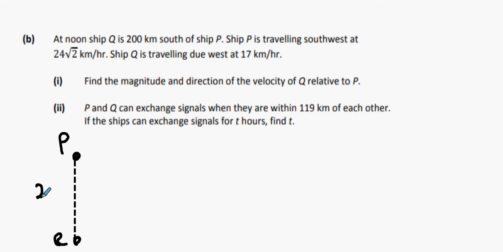Happy days. Okay, ship P is travelling southwest at 24 root 2. Ship Q is travelling due west at 17. They're giving us all the information and they're telling us what to do. They didn't give us a choice. You could use VPQ or VQP because they're both vehicles, aren't they? So you're allowed to use either one.